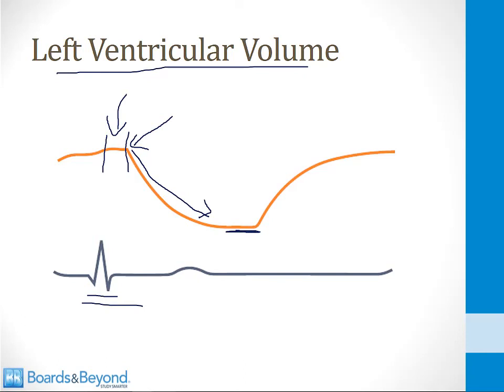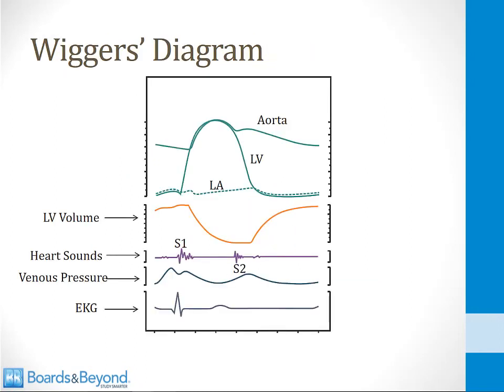We go through another brief period of isovolumic relaxation, and then we start to see the left ventricular volume rise. That's because the mitral valve has opened here, and blood is pouring into the left ventricle from the left atrium, and that causes the volume to rise. And if we go back to the complete Wigger's diagram, you can see the LV volume change over time here. This is the period of isovolumic contraction. This is the period of isovolumic relaxation. This is the period of left ventricular emptying, and this is the period of left ventricular filling. And you can correlate these periods to lots of other events in the cardiac cycle, like the heart sounds, venous pressure changes, QRS complex, and pressure changes in the aorta, left ventricle, and left atrium.